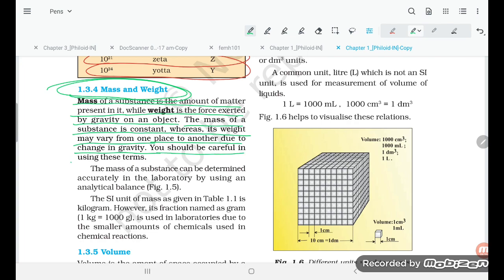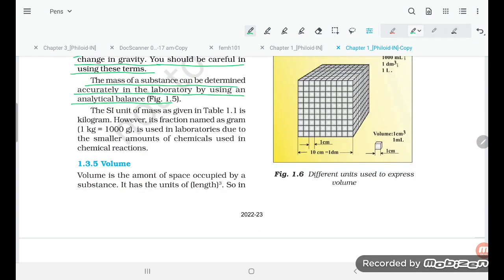You should be careful in using these terms. The mass of a substance can be determined accurately in the laboratory by using an analytical balance. The SI unit of mass, as given in table 1.1, is kilogram. However, its fraction named gram is used in the laboratory due to the smaller amount of chemical used in the chemical reaction.